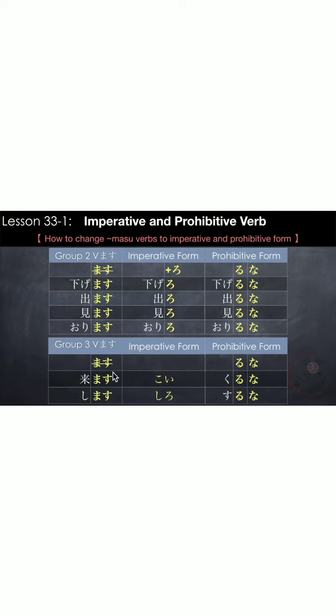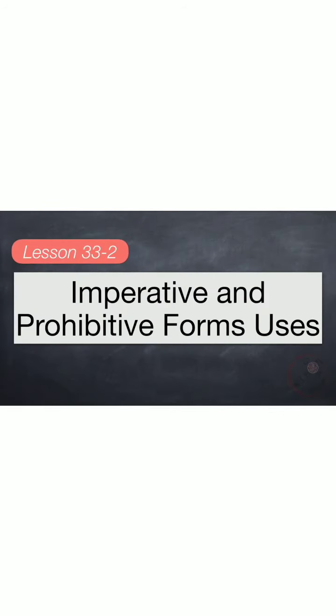And lastly is for group 3, such as the word kimasu, meaning to come, and shimasu, meaning to do. So kimasu, we change it to koi. And for prohibitive, we just make it into plain form again and add na, kuruna. And shimasu becomes shiro. And for prohibitive, it becomes suruna. Okay, so next, let's look at some of the uses of imperative and prohibitive forms.